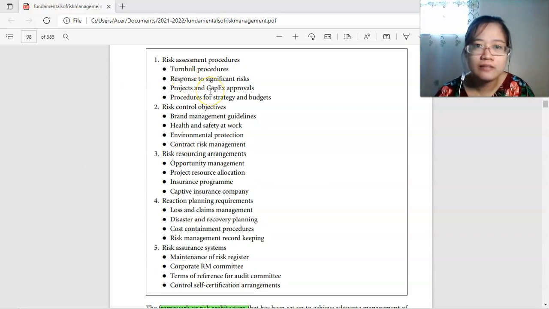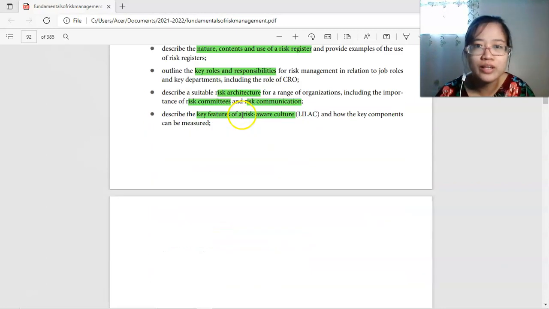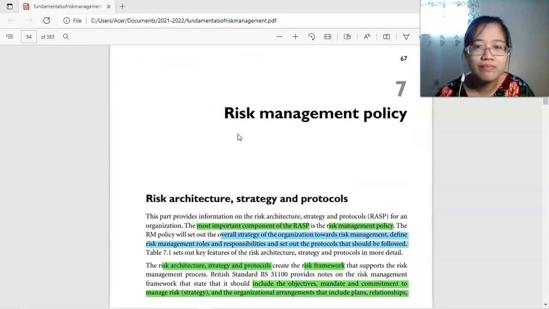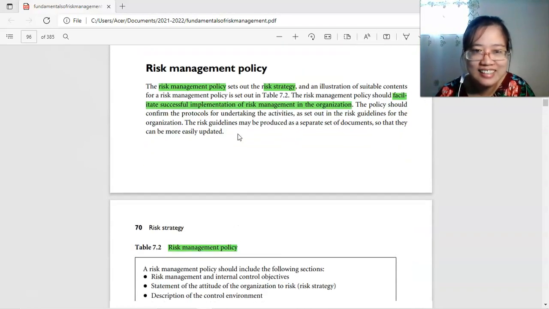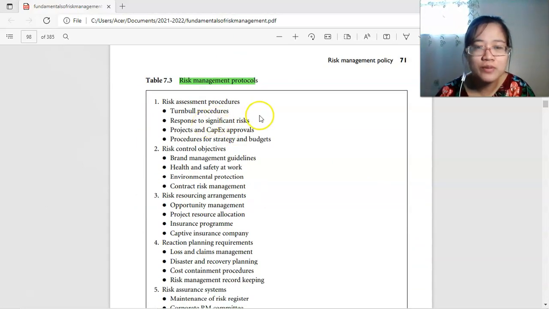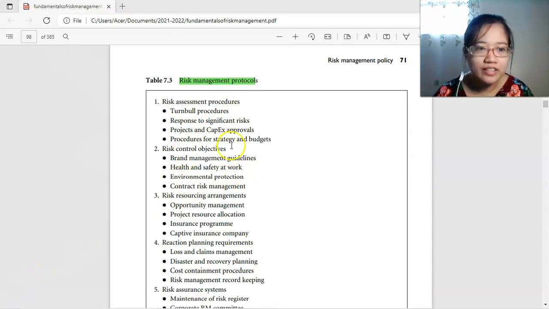And protocols. Essentially, ito yung last ng risk management framework. Oh, what happened? Nangyari? Bumalik sa unahan. Wait lang. Ayan. Risk management protocols. Wait, what happened? Well, anyway.